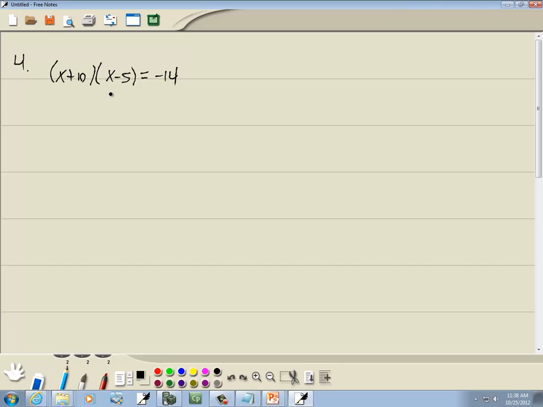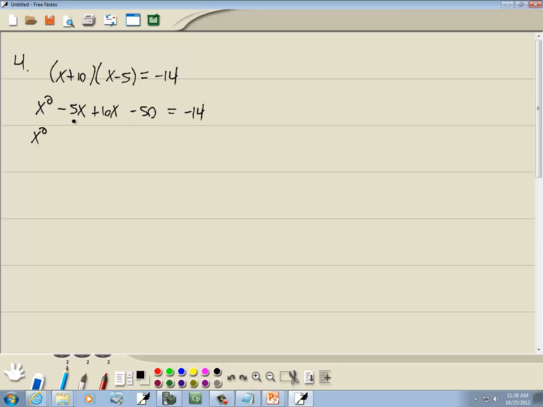So let's do that. Well, up here, x times x is x squared. X times negative 5 is negative 5x. 10 times x is 10x. And 10 times negative 5 gives us negative 50.